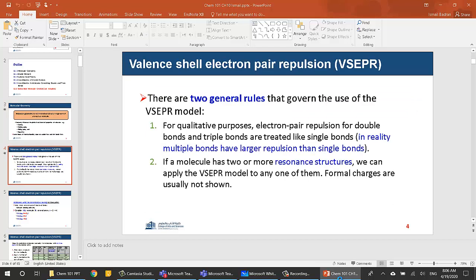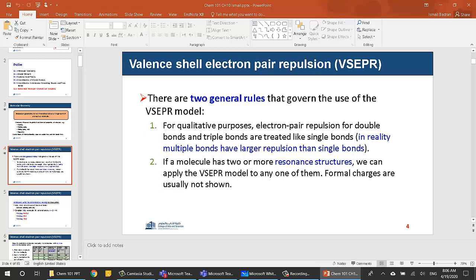Now, there are three actual theories to determine the geometry of molecules. One of them is the Lewis structure, which is the weakest, and it does not actually give you the actual geometry of the molecule. There is one called the VSEPR, valence shell electron pair repulsion, and we're going to study this today. And the third one is the molecular orbital theory, MO theory, which unfortunately we have no time to cover. But the MO theory is actually the best one because it will give you the correct geometric information about the molecule.